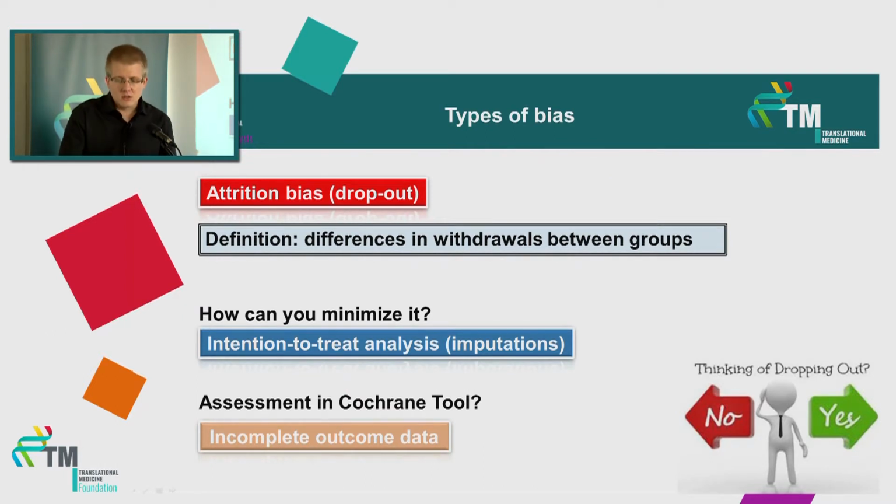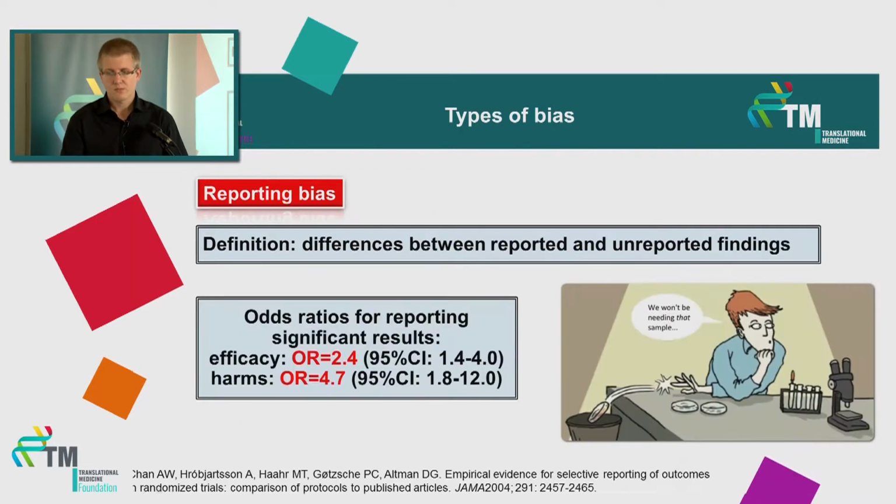Another approach is the check of incomplete outcome data. If you observe a difference between the numbers of those included in the study and included in the analysis, that means a dropout. And that raises concerns of attrition bias, of course, and this should be investigated because it may bias your results as well.